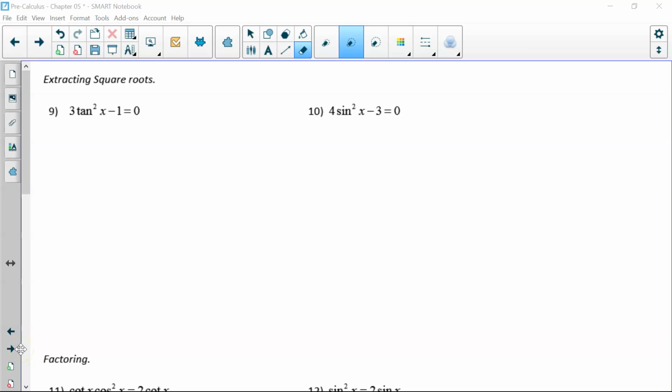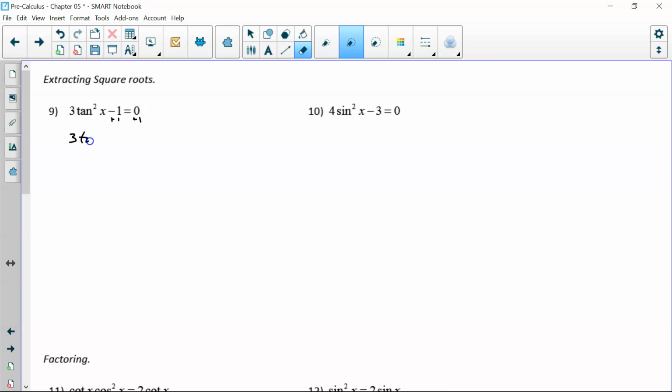Welcome back to section 5.3. We're going to continue on with solving. Make sure you have your values for when you have pi over 6, pi over 4, pi over 3, etc. So we're going to still isolate. We're going to get tangent squared by itself by adding 1 to both sides.